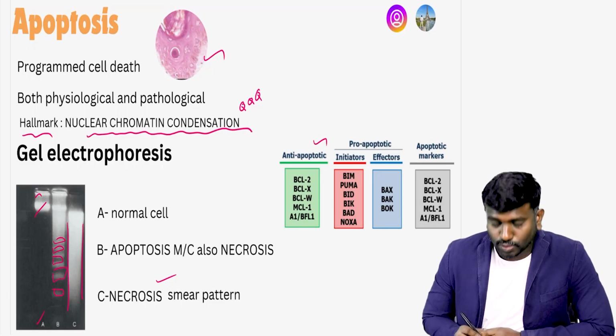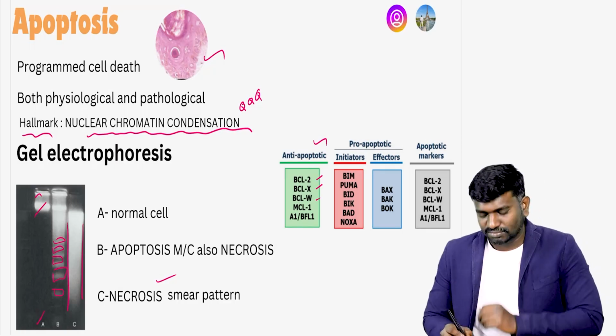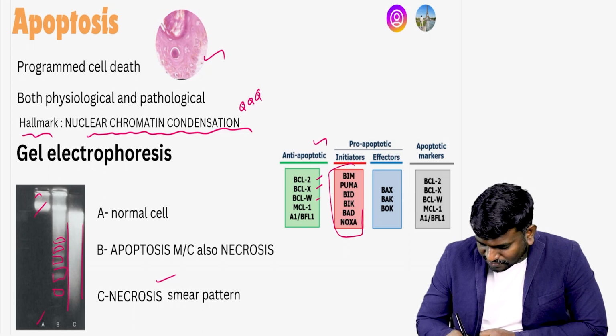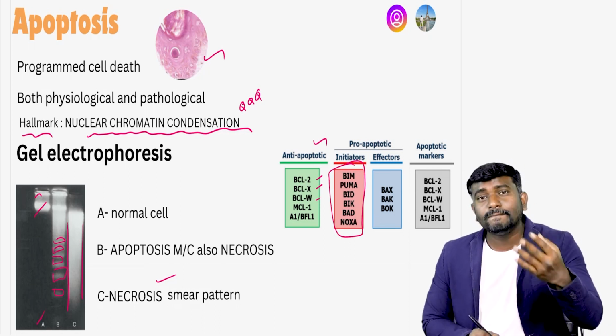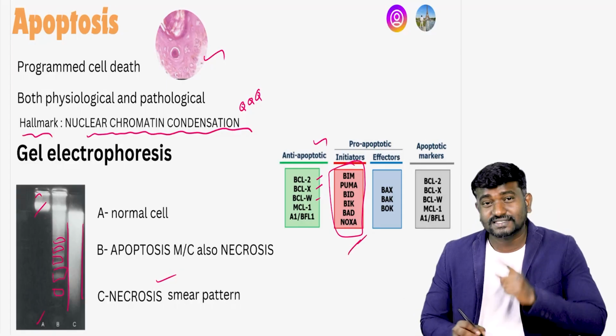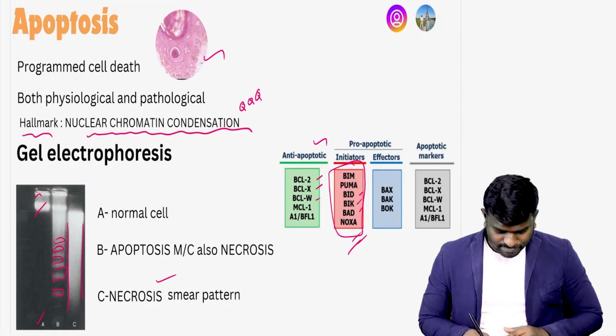Now the anti-apoptosis, you're going to remember BCL2, BCLX and BCLW. At least remember the initiators of pro-apoptotic, which is being commonly asked. We have BIM, Puma, BID, BIK, BAD and NOXA. Let's revise. BIM, Puma, BID, BIK, BAD and NOXA.